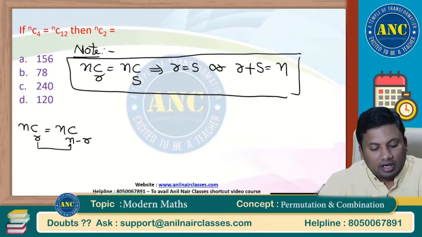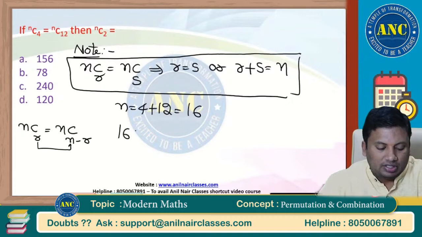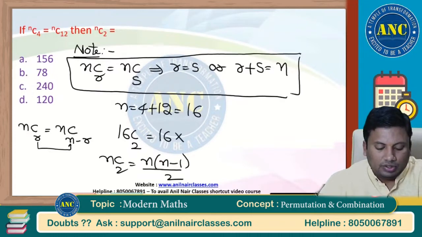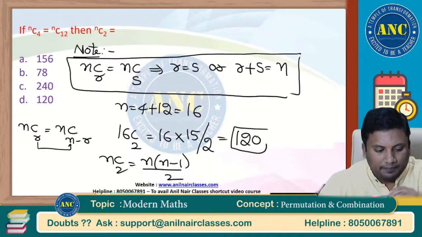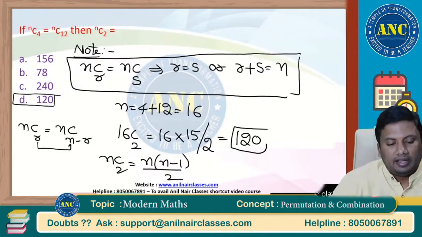4 and 12 are not equal, so n is 4 plus 12, which is 16. So 16C2. nC2 is n into n minus 1 by 2, so 16 into 15 by 2, which is 120. I hope the idea is clear.